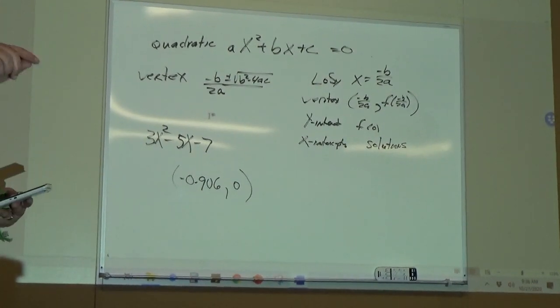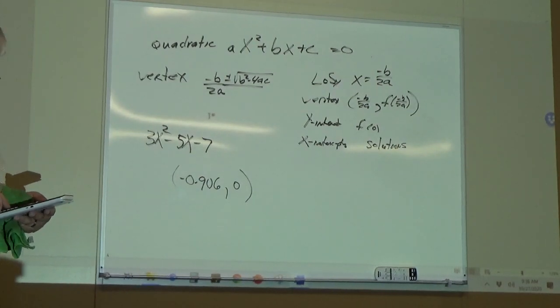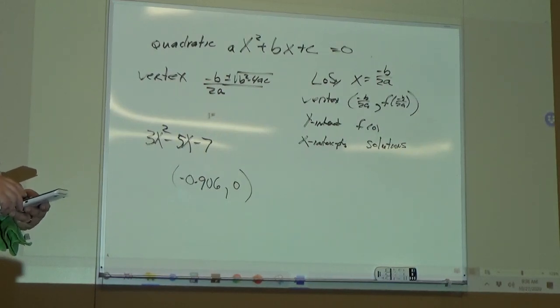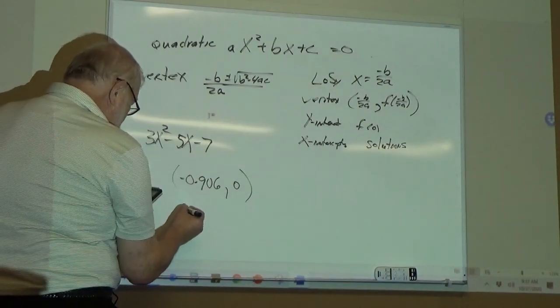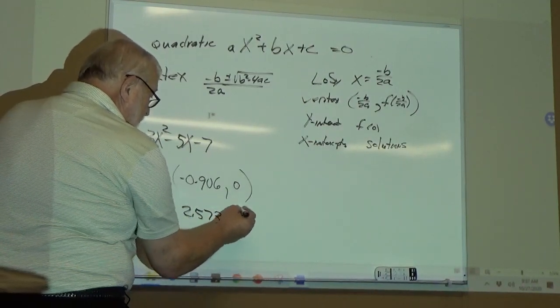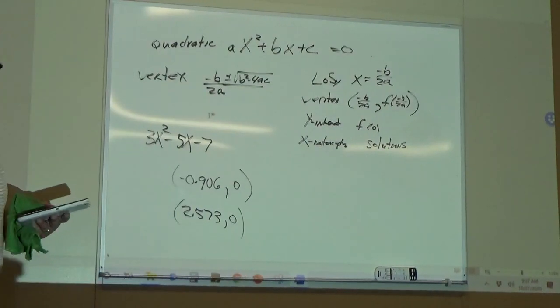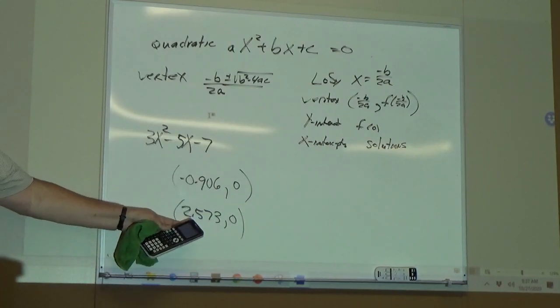Okay, now, how do I get the other 0? I've got to start again, second calc, 5, but now I need to move left to right and get around the curve so that I'm closer to that second crossing of the x-axis. And then you press enter, enter, enter, and you get the second one at 2.573, 0. Now, if we did the quadratic formula, those are the same two answers we would get. We would get x is this and x is this.